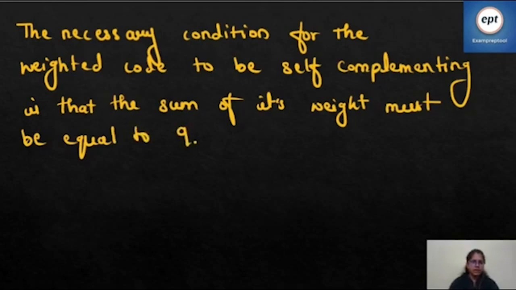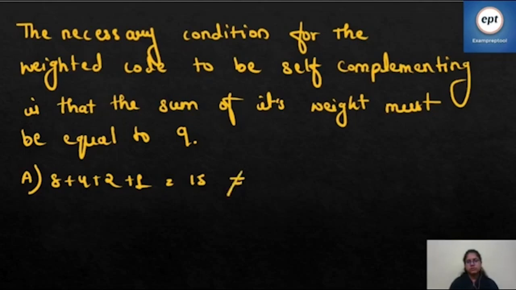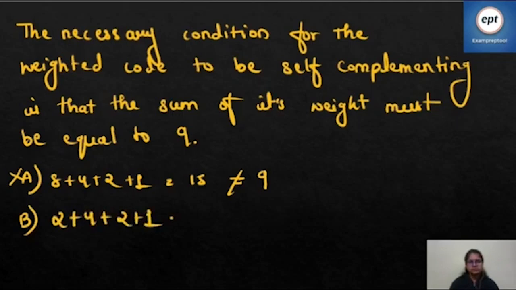So in option A, you can see that 8 plus 4 plus 2 plus 1. So what is the weight? Here it is 12, 13, 14, 15, which is not equal to 9. So the necessary condition here is failing, and that's why option A is not correct. If we go for option B, it is 2 plus 4 plus 2 plus 1. So this is 6, 7, 8, 9, which is equal to 9. So that's why option B is correct.